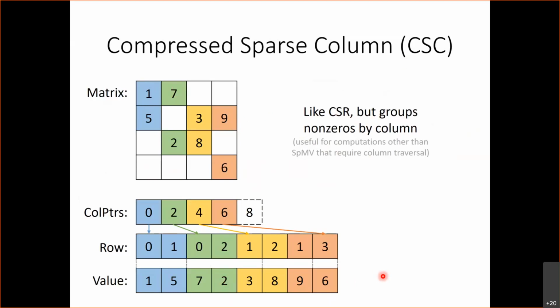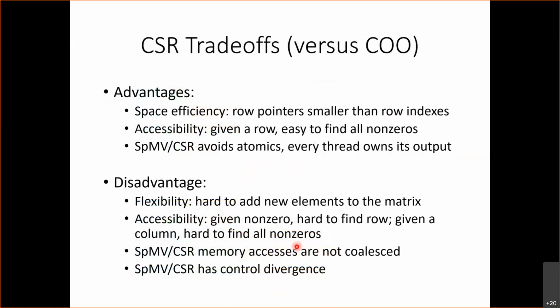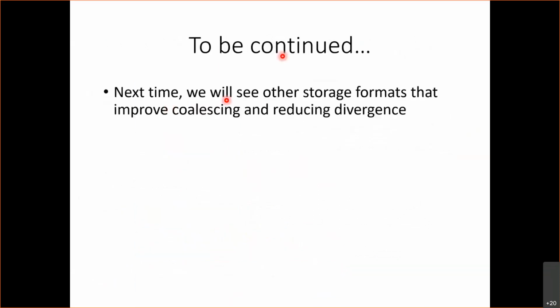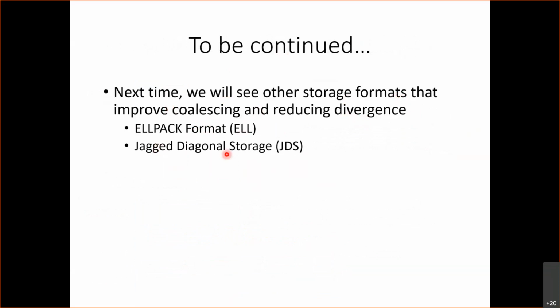Now, going back to these trade-offs, it would be nice if we could avoid the atomics, which is what CSR gives us, but at the same time have a better memory access pattern, where our access is coalesced, and also reduce our control divergence. It would be nice to have the best of both worlds. For this reason, this lecture is to be continued. Next time we will look at other storage formats that allow us to improve coalescing and also reduce control divergence. In particular, we're going to look at the ELLPACK format, or ELL, which helps us improve coalescing compared to CSR. We will also look at the jagged diagonal storage format, or JDS, which will help us reduce control divergence.